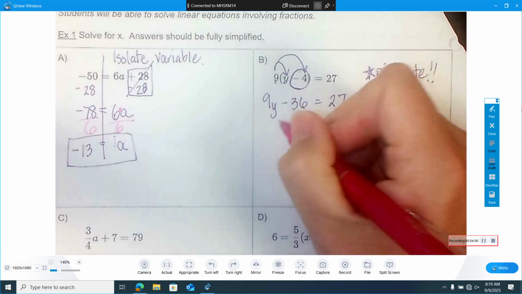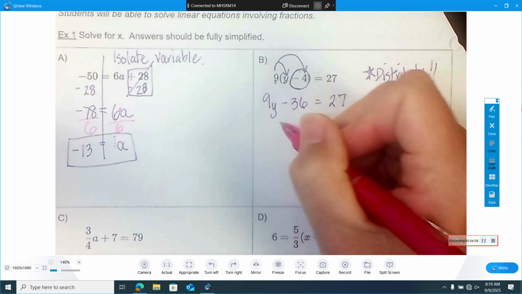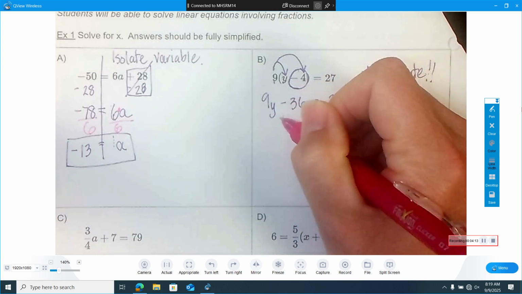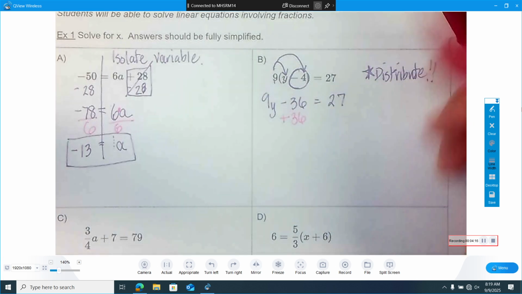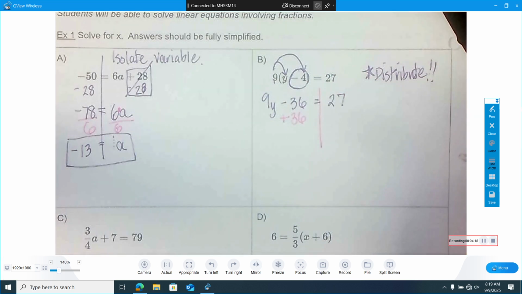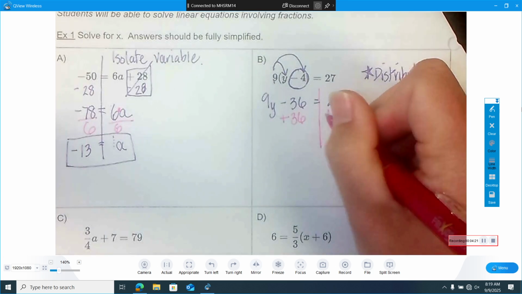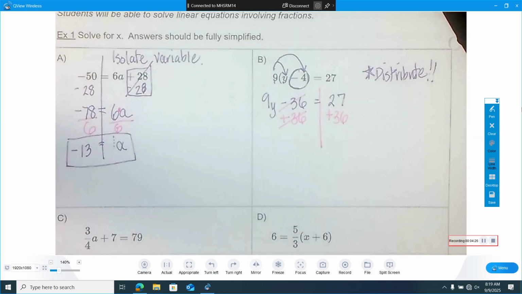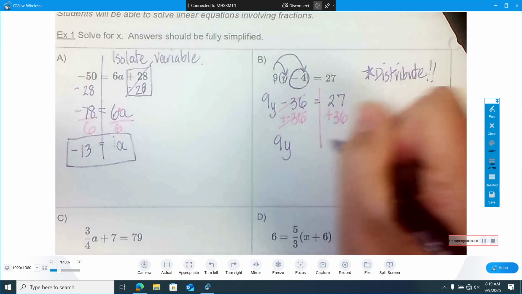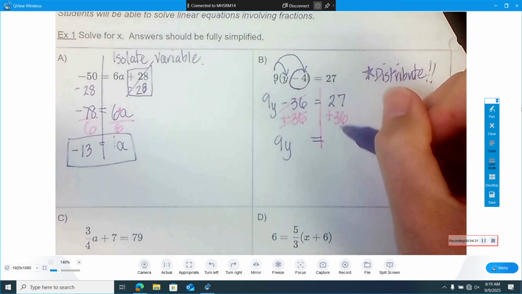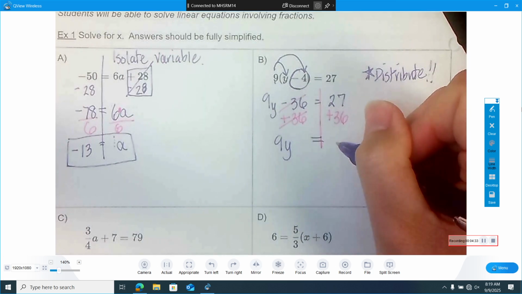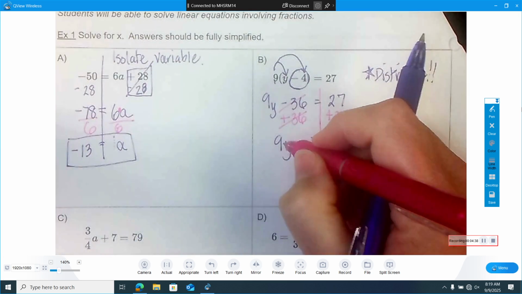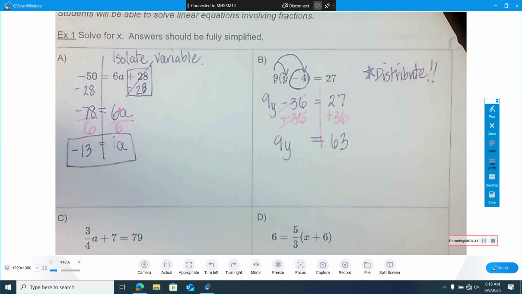The 36. Yeah, we want to leave the variable alone. I want to get rid of all the other things. Okay, so that negative 36 is the thing I want to get rid of. So we're going to add 36. And if I add it on the left side of the equals, where else do I need to add it? On the right side. So negative 36 and positive 36 is 0, which means I've got 9y all alone. And then what is 27 plus 36? 63. Very good.